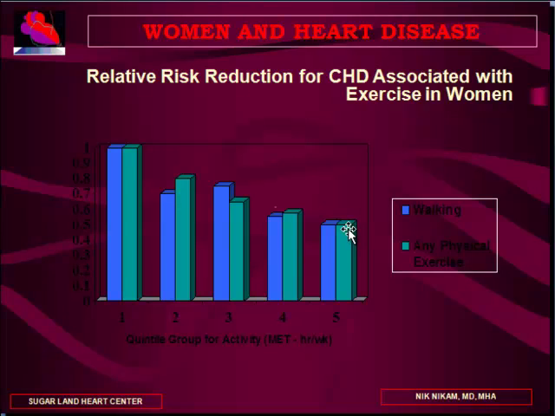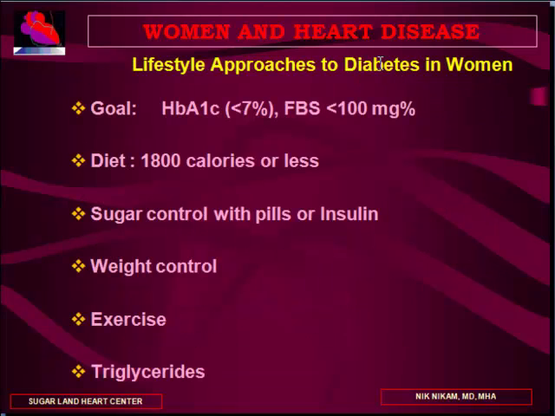That alone should be an inspiration for you to start getting active. Diabetes and heart disease management in women. The goal here is to have a hemoglobin A1C of less than 7%, but if you already have a heart disease, it should be less than 6.5.